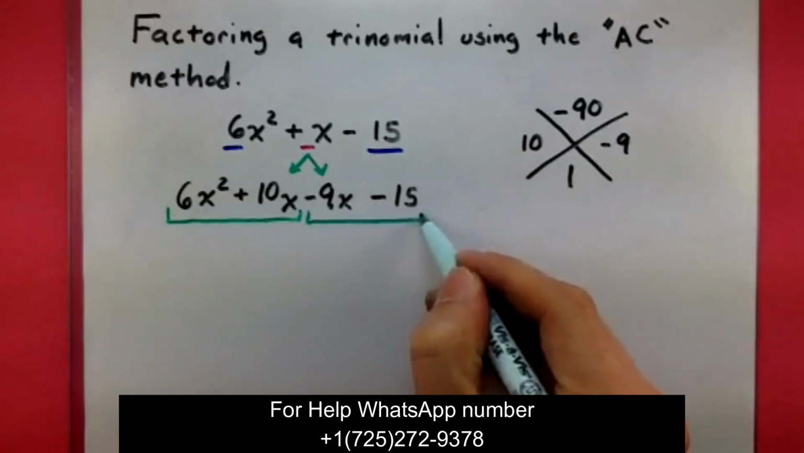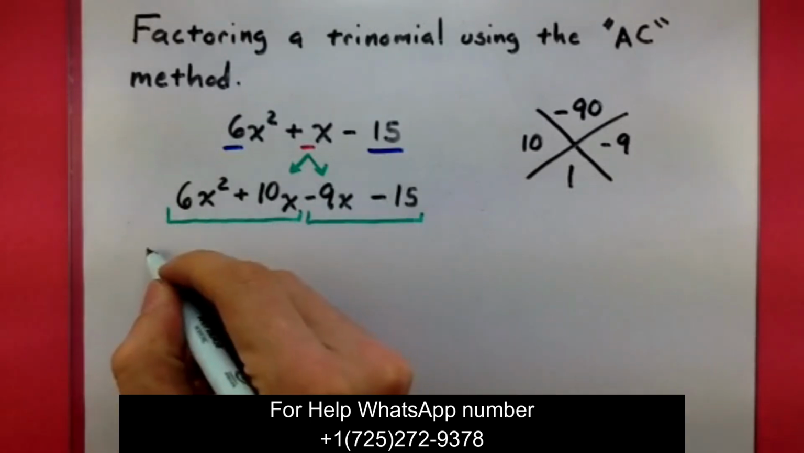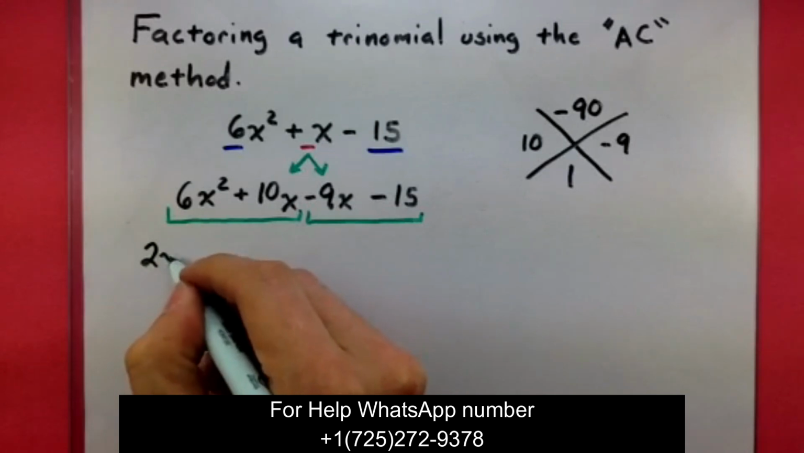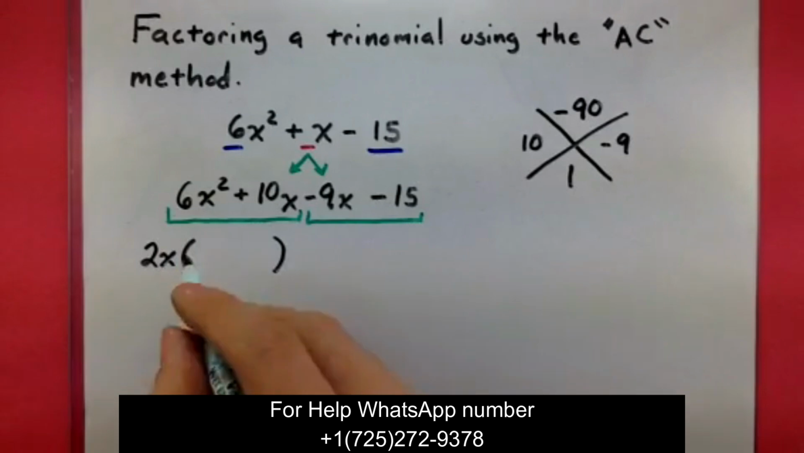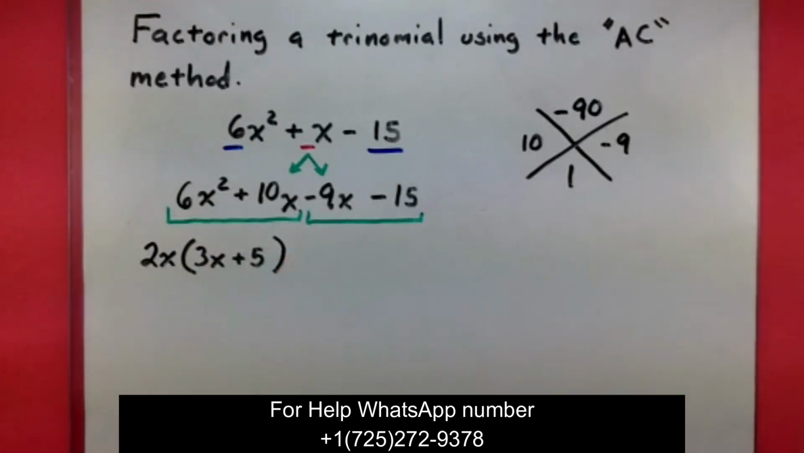Okay? So let's first look at these two and ask ourselves, do they have anything in common? Well, 6 and 10 I can factor out a 2, and it looks like they both contain an x, so we will take out a 2x. What's left over? Well, a 3x plus 5. Very interesting.